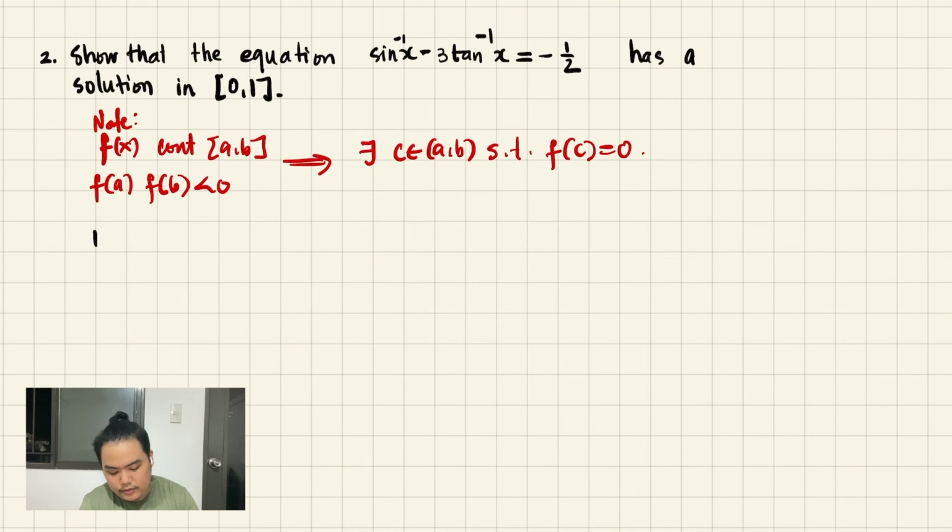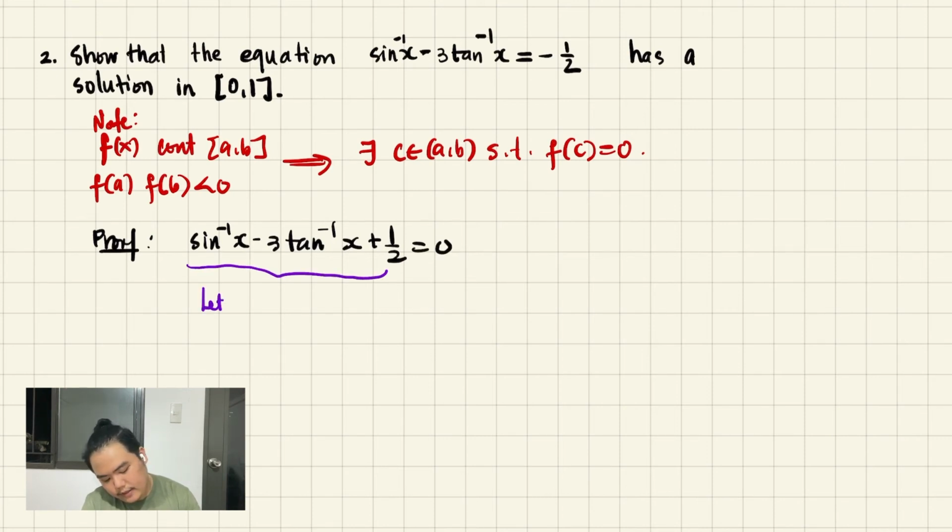So, let's write the proof. The equation is sine inverse x minus 3 tangent inverse x plus 1/2 equals 0. Let this be f of x. So, we just need to find a c between 0 and 1 such that f of c is 0. That's our problem.